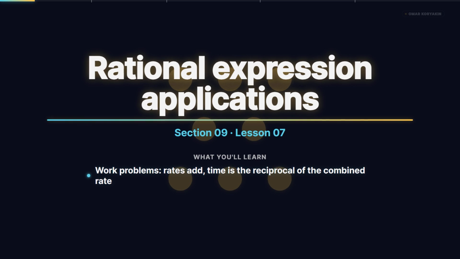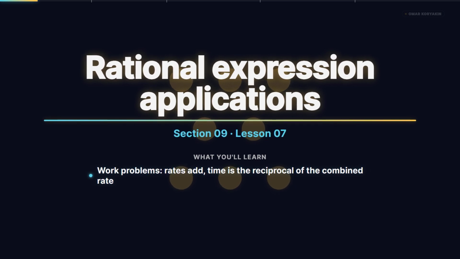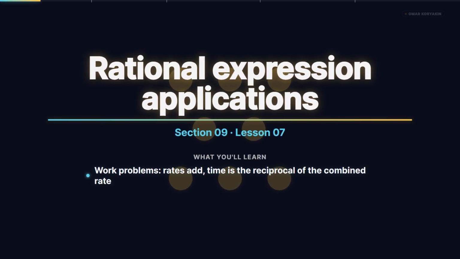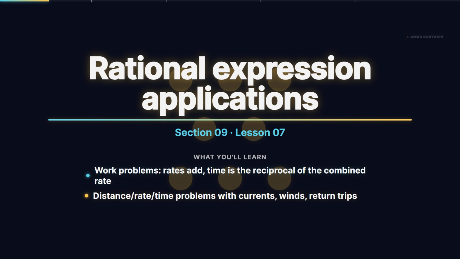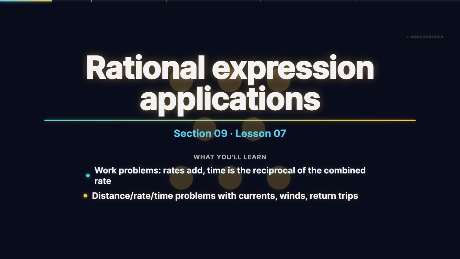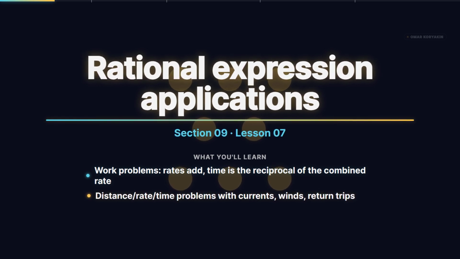Work problems: when two people work together, their rates add. If one finishes alone in A hours and the other in B hours, the combined rate is 1 over A plus 1 over B jobs per hour. The time together is the reciprocal of that sum.